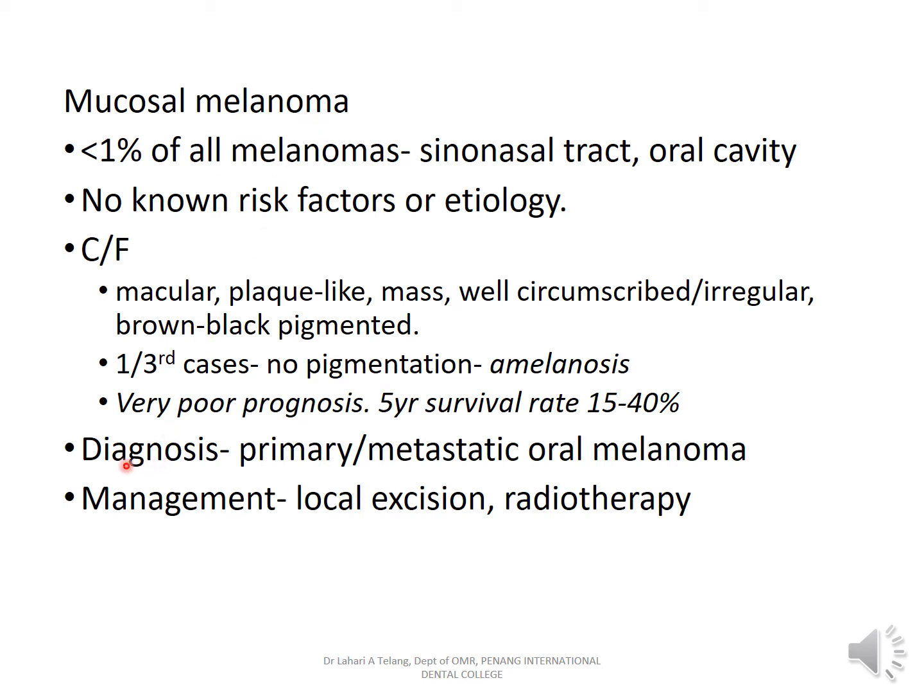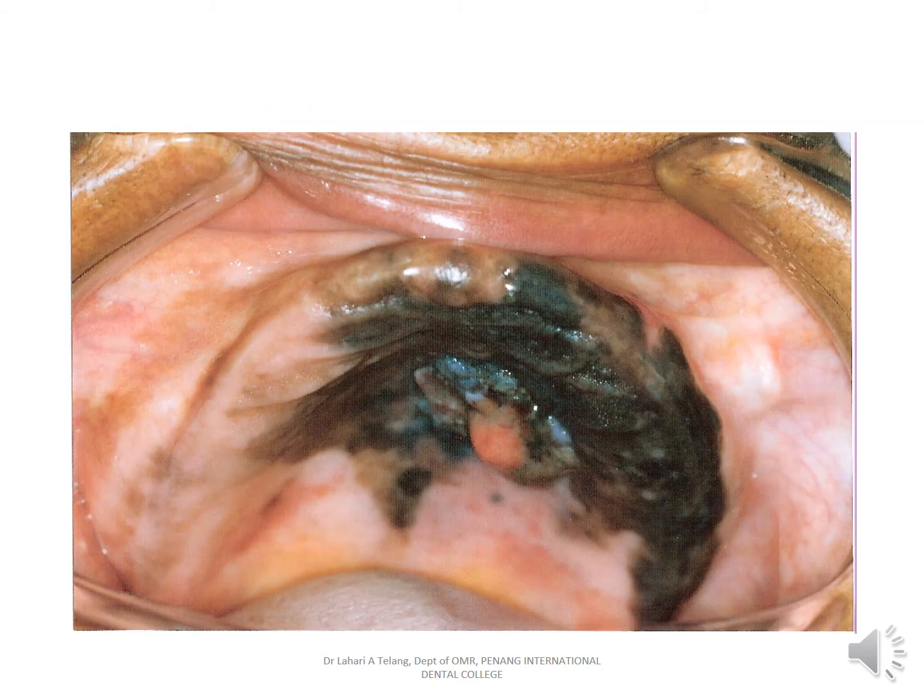So the diagnosis could be that of a primary melanoma or a metastatic oral melanoma. That means a melanoma can arise primarily as a first lesion seen in the oral cavity itself, or could be a metastatic lesion where the primary is elsewhere and you could see metastasis into the oral cavity. Management is generally local excision followed by radiotherapy, but sadly these patients have a very poor survival rate.